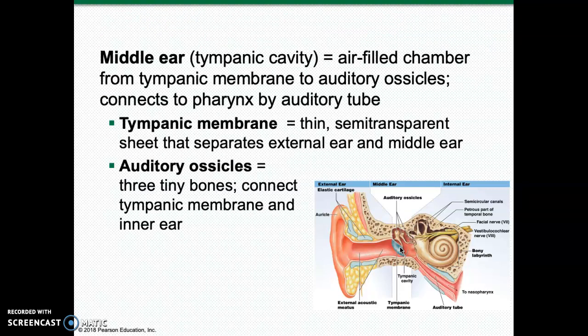So the middle ear is called the tympanic cavity, and it's air-filled, and it goes from the tympanic membrane to the auditory ossicles, and it also connects the back of the throat to the middle ear, and this is the auditory tube. The tympanic membrane is a thin sheet, and it responds to sound waves by vibrating. And the auditory ossicles are three tiny bones, the tiniest bones in the body, that connect this tympanic membrane to the inner ear.